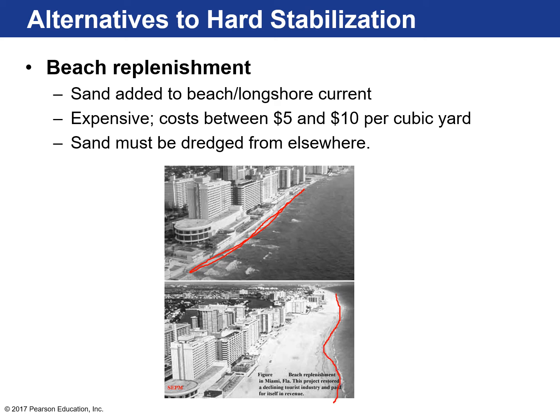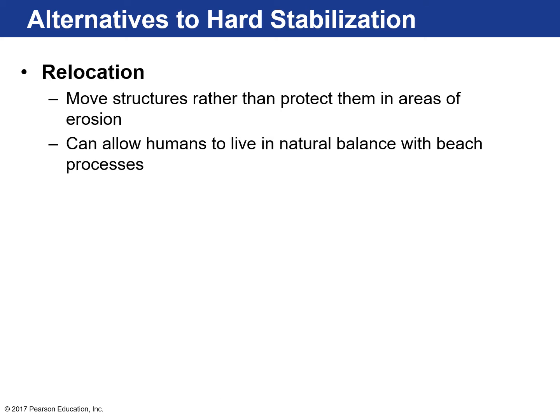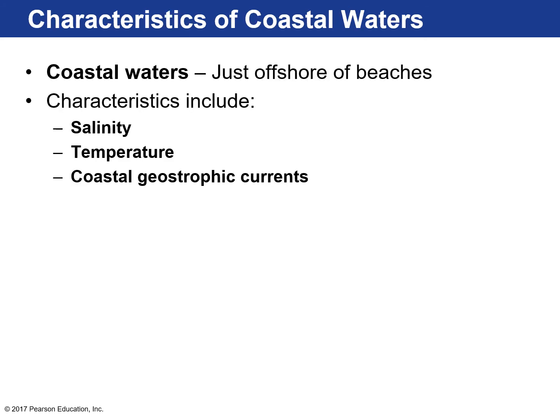So they typically dredge it from the offshore bars out there, and then they have pipes that suck it up, and then they just dump it over here. So it's pretty expensive. And then there's relocation. That's physically removing structures and moving them more inland, and that allows for more of a natural balance with beach processes. Okay, so now let's shift gears and talk about coastal waters.